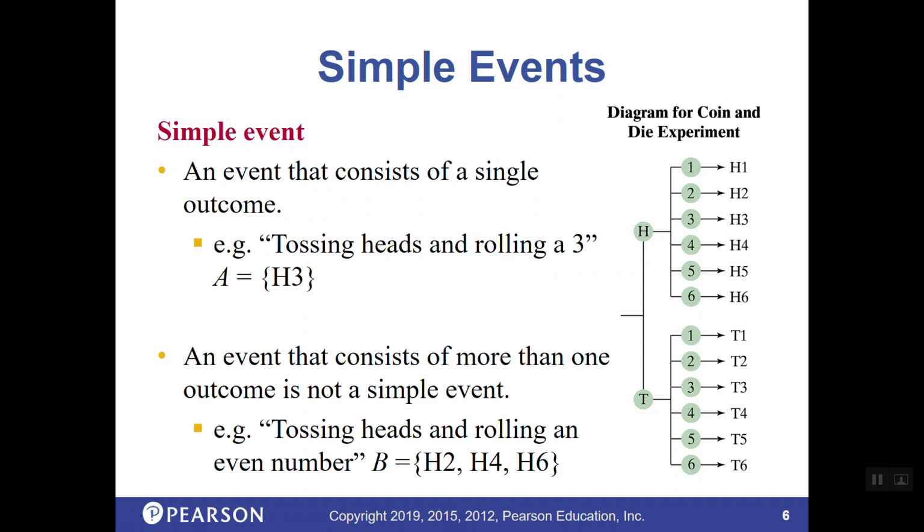So for example, if an event is tossing heads and rolling an even number, since you have several options for that, as it is listed in here, you can get heads with a 2, heads with a 4, 2 and 4 are even numbers, heads with a 6. So this one right here is not a simple event. Now let me go back to this one real quick. To highlight, a simple event is like one of a kind.